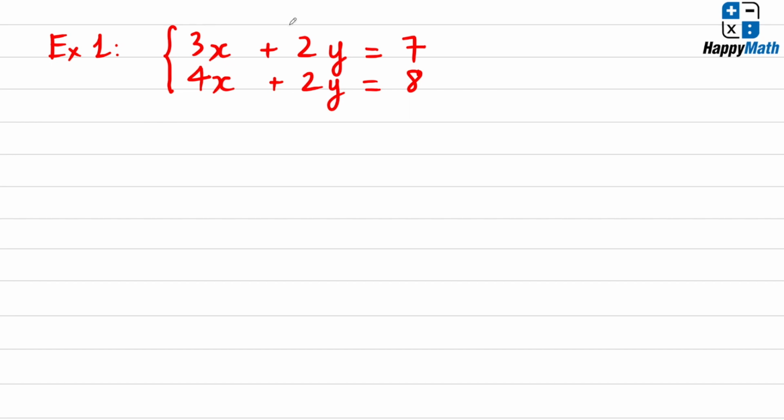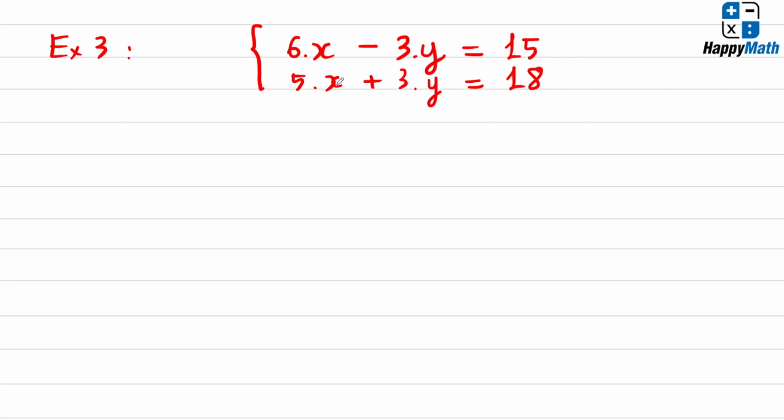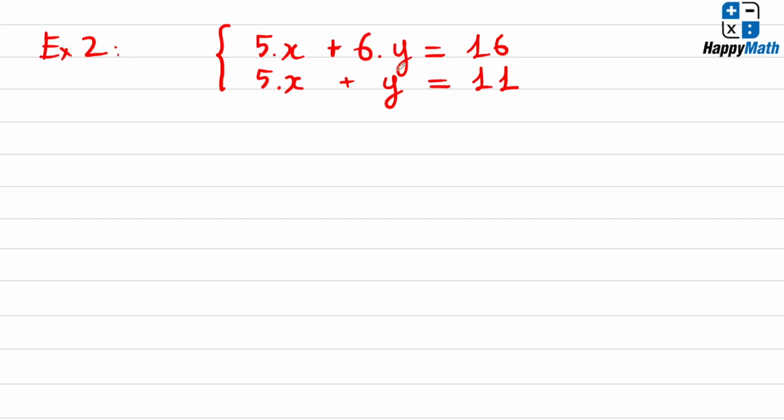So just like this. In this example, you got the coefficient of y is 2 and the coefficient of y is 2 also. Maybe in some examples, the coefficient of y here is 3 and here is 3, but the sign of 3 in the first equation and the sign of 3 in the second equation are a little bit different, plus or minus. Okay, so how can you solve that?